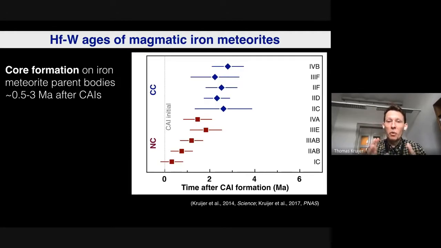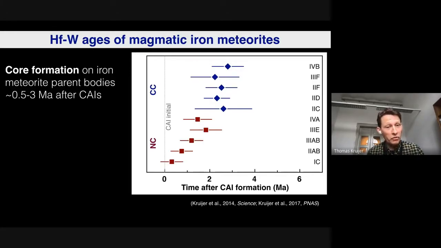So this means that core formation on the iron meteorite parent bodies happened a very, very long time ago, at the earliest stages of solar system history, definitely in the stage of the protoplanetary disk. Now, core formation obviously is not exactly the same as the formation of the body itself. It always happens after the primitive body has formed, or it kind of goes hand in hand.